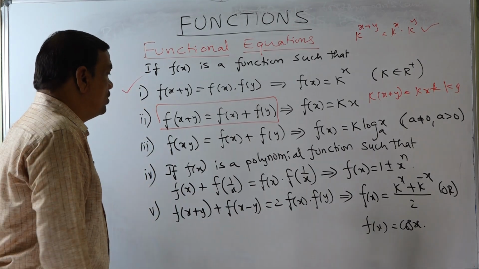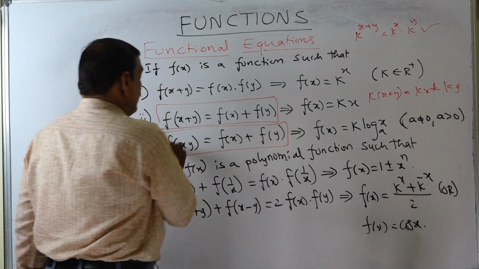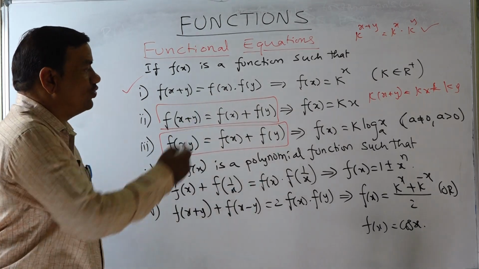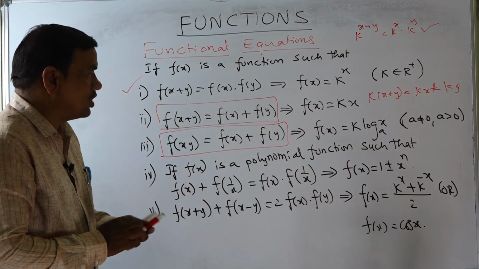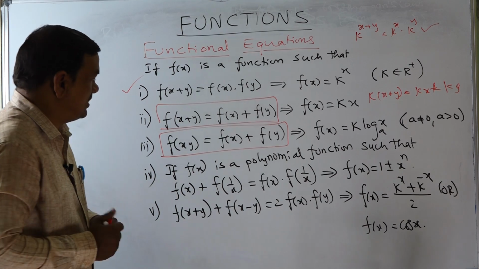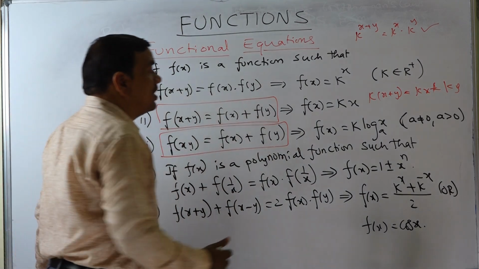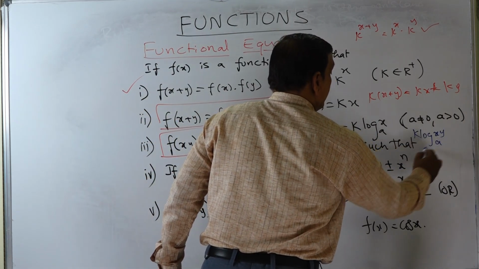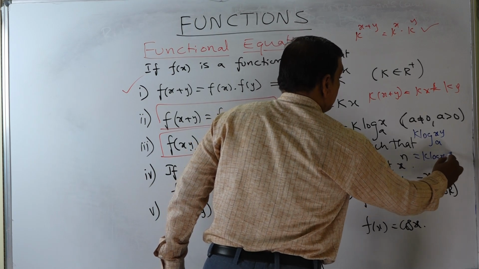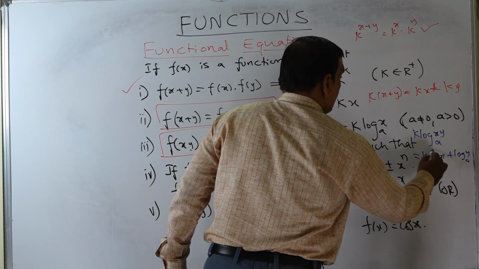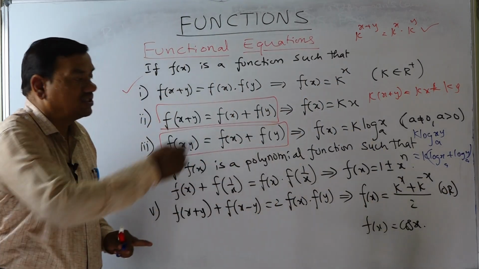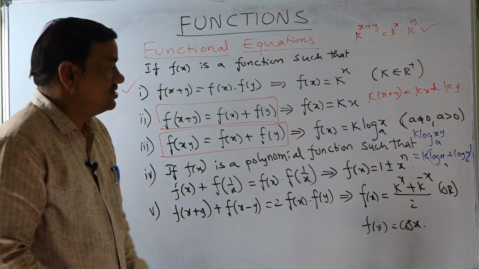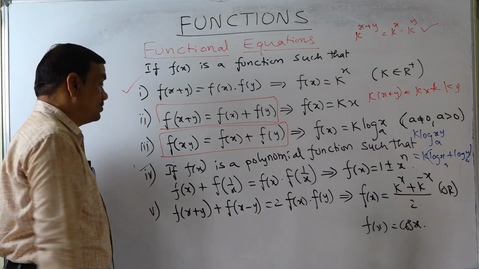Another functional equation is f(xy) = f(x) + f(y). Then you can take f(x) as k times log x to the base a. Very easy: f(xy) means k times log of xy to the base a, which is k times (log x + log y) to the base a. Nothing but f(x) means k log x to the base a, and f(y) means k log y to the base a. So this is also a very easy proof.